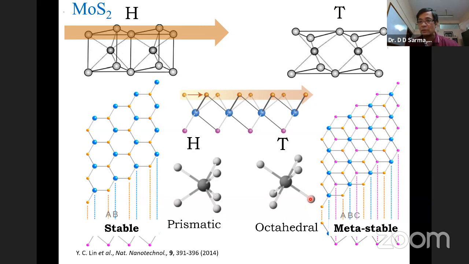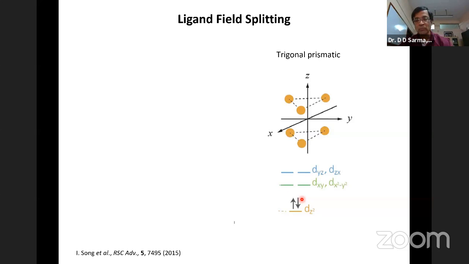And let me tell you that there is a very simple way of thinking and understanding this, and that is shown over here. In the prismatic structure, I have a molybdenum here, three sulfurs on top, three sulfurs below, and the d levels, because of the crystal field and ligand field, will split in this particular way. There'll be dz squared, that will be the lowest energy, and there are the other four d levels far above, and that's a large gap over here.